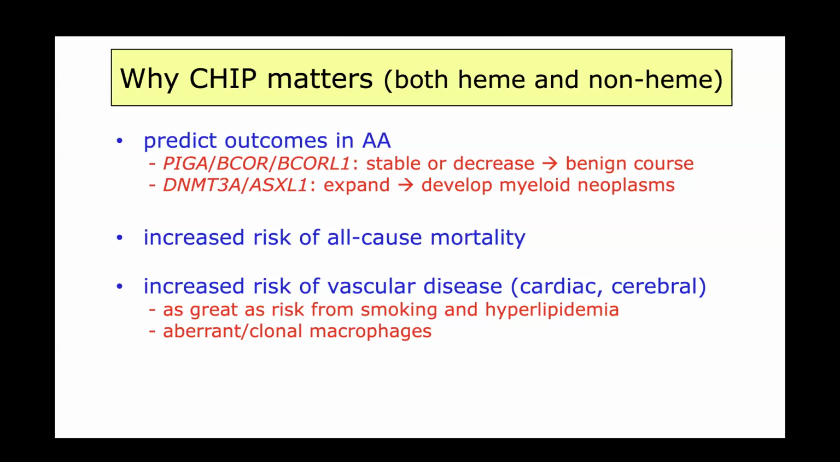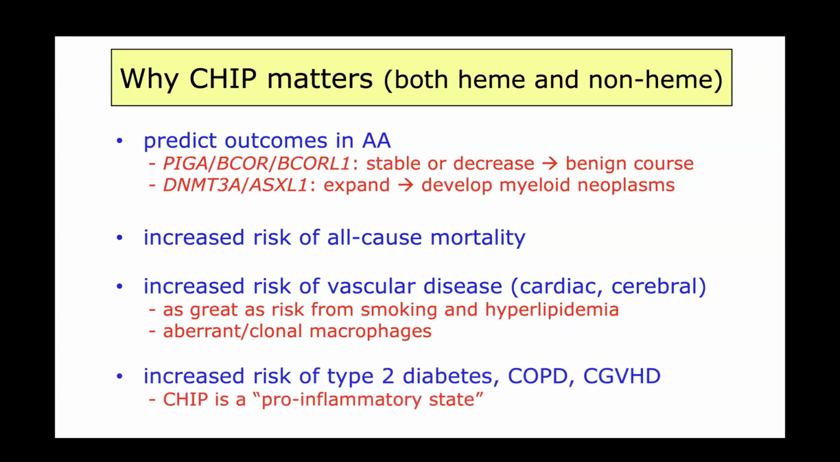And mechanistically, this is thought to be due to the presence of clonal macrophages. Macrophages, of course, being derived from hematopoietic stem cells, with their aberrancy and clonality affecting accumulation of lipids and giving rise to a greater incidence of cardiovascular and cerebrovascular diseases. There's also an increase of other diseases, type 2 diabetes, chronic obstructive pulmonary disease, chronic graft-versus-host disease, and CHIP is really now considered a pro-inflammatory state.